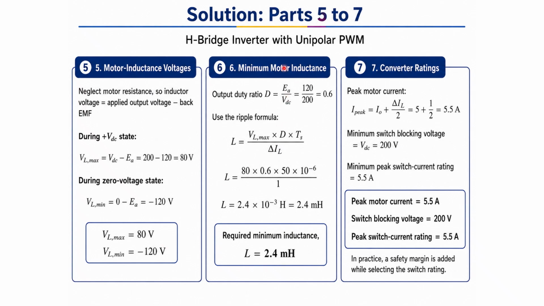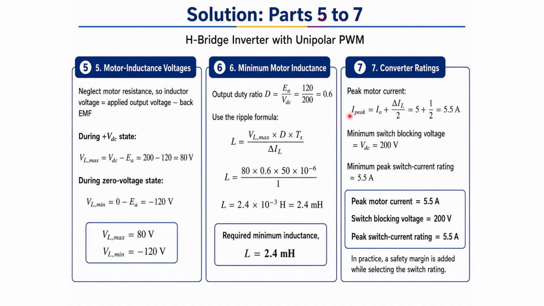Then minimum motor inductance. What is the value of minimum motor inductance? D is equal to EA upon VDC, that is 0.6 duty ratio. And a ripple formula, L is equal to VL max into D into TS divided by delta IL, which will give you 80 into 0.6 into 50 into 10 raised to minus 6. Substitute all the values. Delta IL is considered as 1. So you will get the inductance value as 2.4 millihenry.